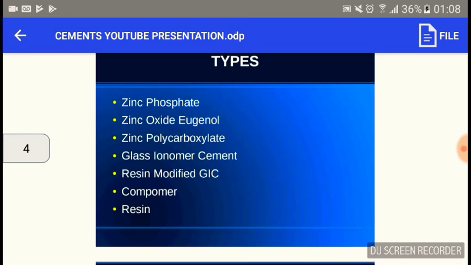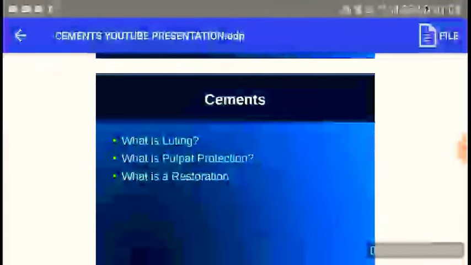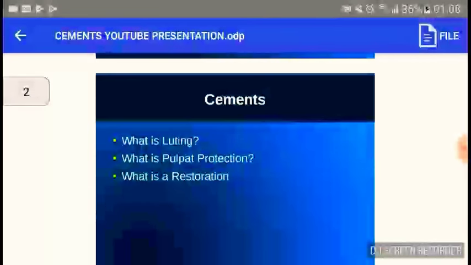Those three are irritating to the actual pulp. Now we're going to our third and final overall heading, because remember we've already done luting, we've already done pulp protection, but the last one is restorations. Now there are 4 subheadings of restorations that you have to remember. There's a temporary restoration, a short-term restoration, an intermediate restoration, and a long-term restoration.